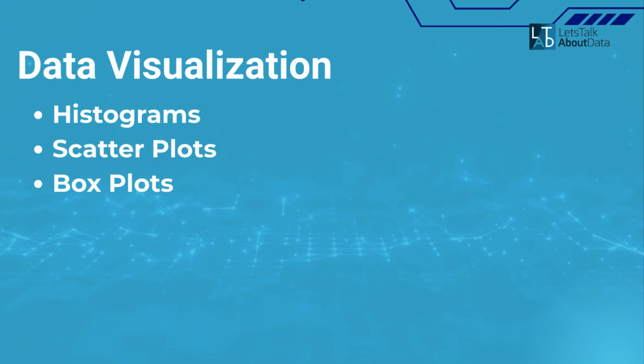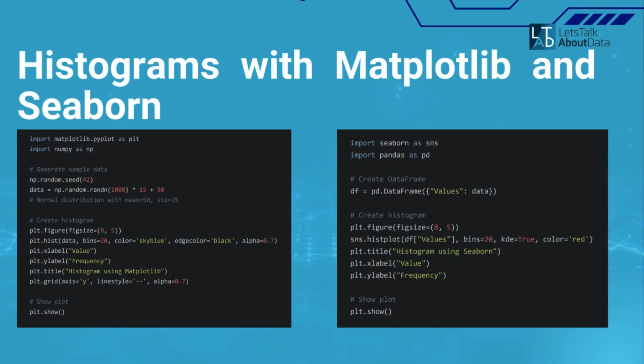Now, let's move on to data visualization. Histograms are great for visualizing the distribution of a single variable. We can create histograms using plt.hist from Matplotlib or sns.histplot from Seaborn. They show us how frequently different values occur in our data.